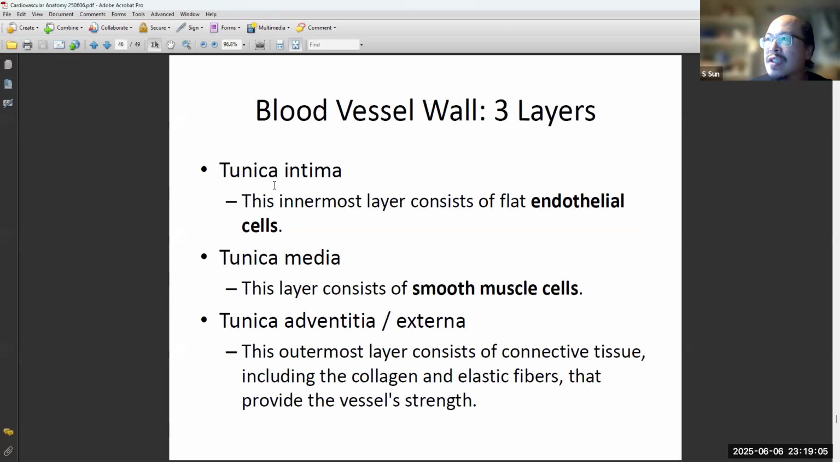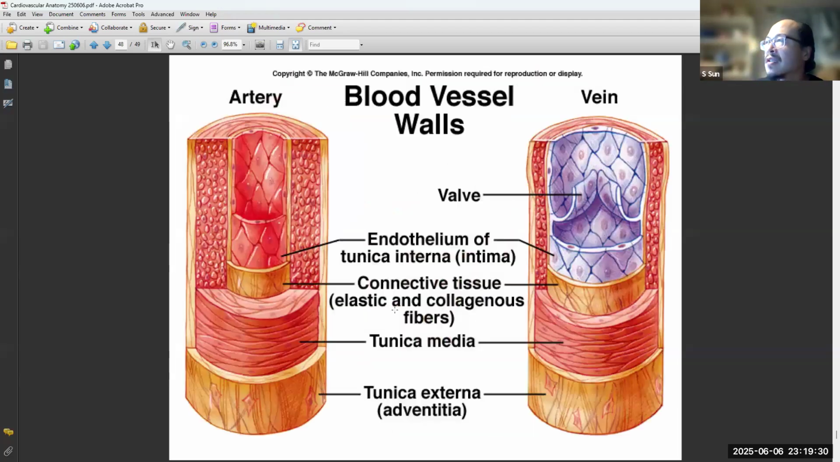The 3 layers are tunica intima, tunica media, and tunica externa, or tunica adventitia. Tunica intima has the cell called endothelial cell. Tunica media has the smooth muscle cells. Tunica externa or adventitia is basically fibrous tissue to provide the structure. So let's take a look at the picture right here. So here you can see artery and the veins. Both have the tunica intima, the single layer of the endothelium. Tunica media is the one where you see the muscle, and tunica externa or tunica adventitia is just fibrous tissue to protect and to provide the structure.